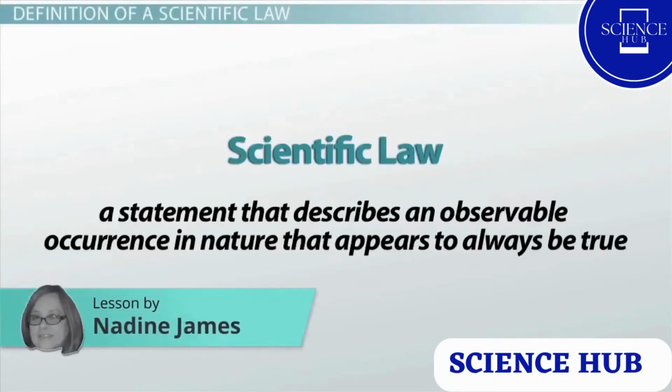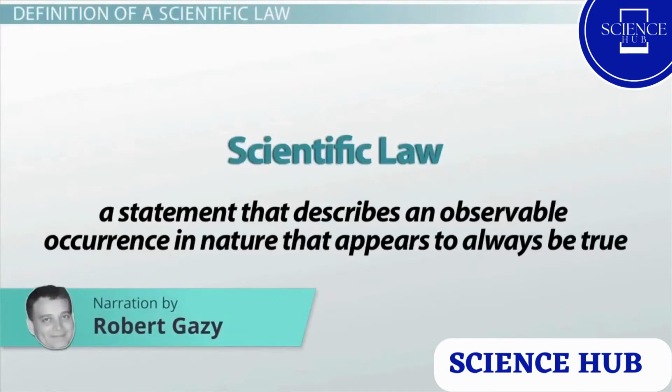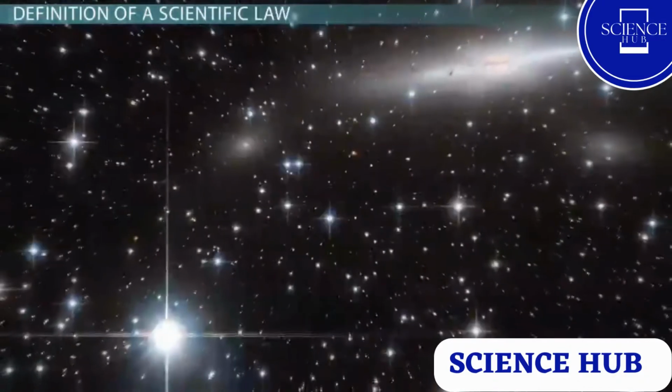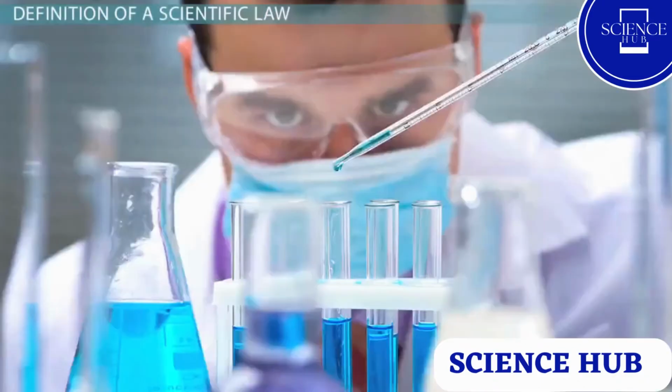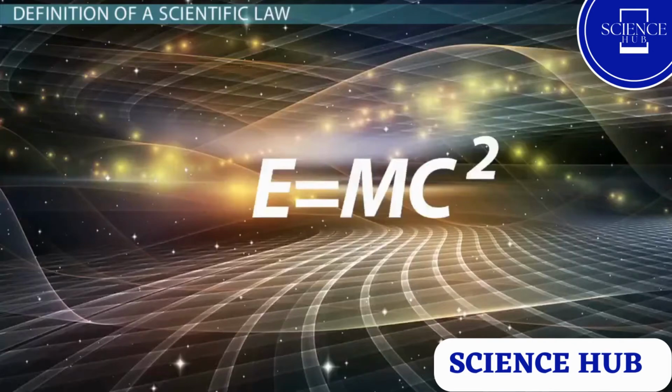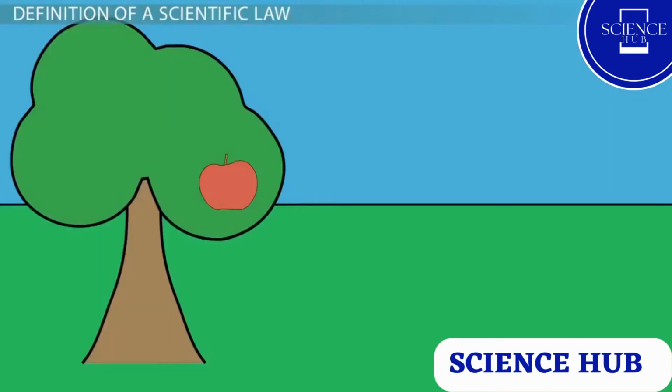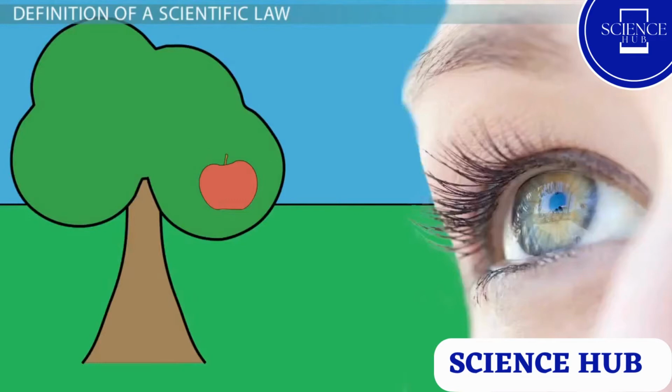A scientific law is a statement that describes an observable occurrence in nature that appears to always be true. It is a term used in all of the natural sciences, astronomy, biology, chemistry, and physics, to name a few. But what is an observable occurrence? Well, it's something that can be seen by anyone and happens with no intervention by man.